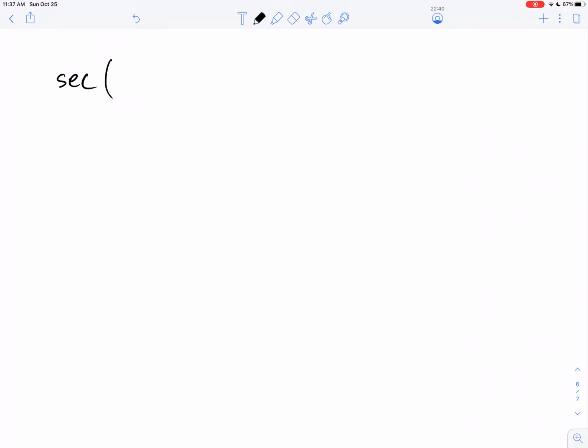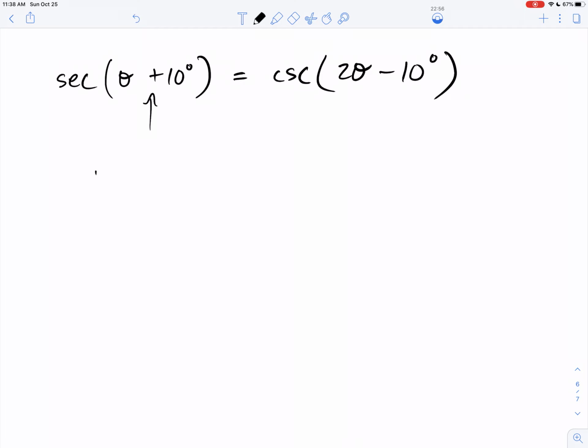Here we go. We're going to do secant of theta plus 10 degrees equals cosecant of 2 theta minus 10 degrees. Pick one of these. How about this guy? Okay, I'm going to say 90 minus the whole thing. And remember, I leave it in parentheses. 90 minus whatever they gave me equals the other side.